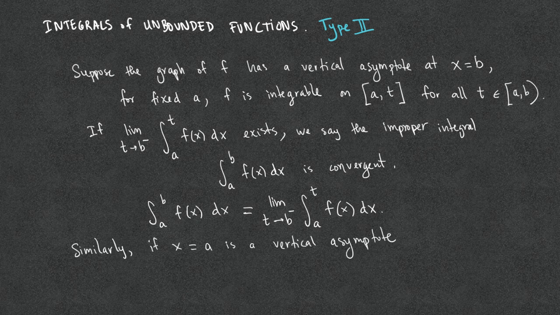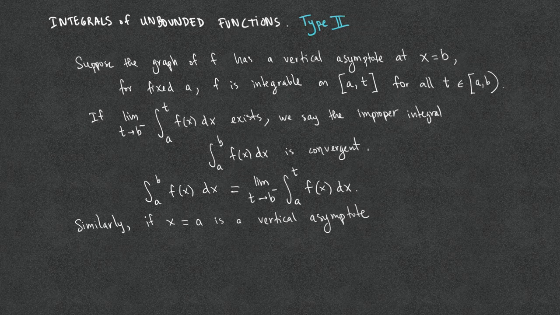Similarly, if x = a is a vertical asymptote, then we define the integral from a to b of f(x) dx equals the limit as t approaches a from the right-hand side of the integral from t to b of f(x) dx, if the limit exists.